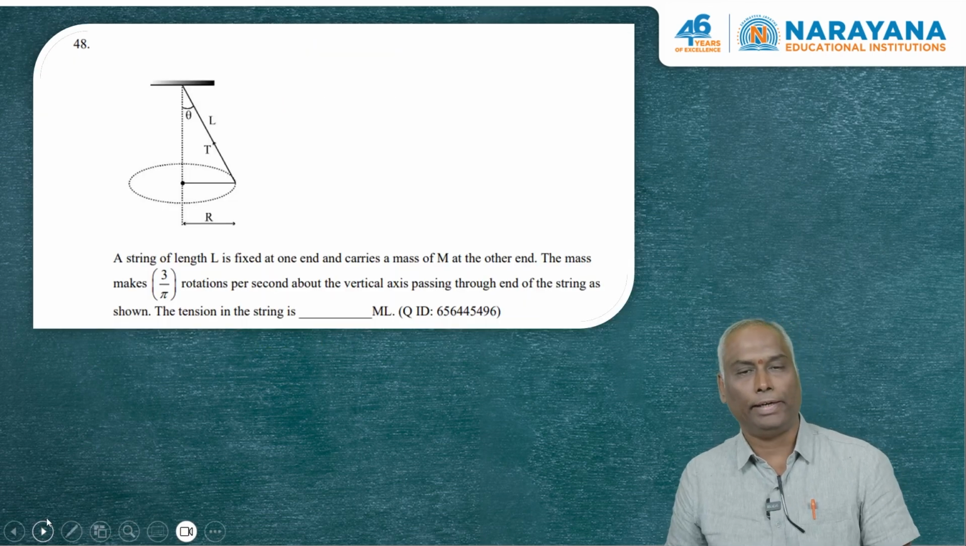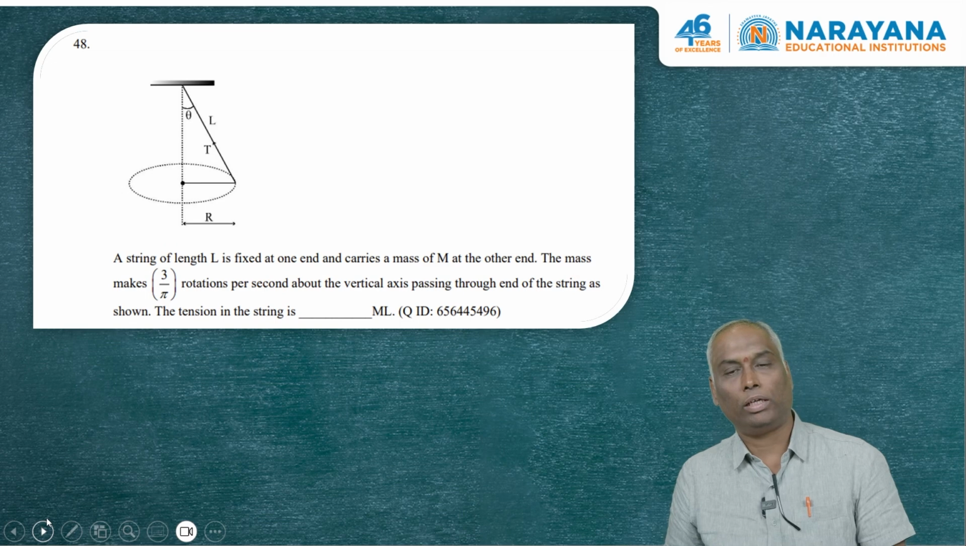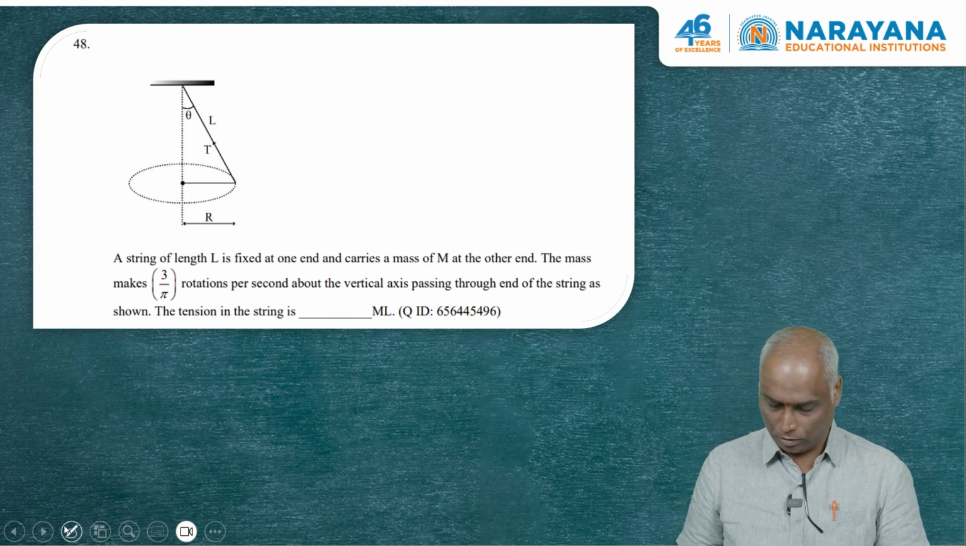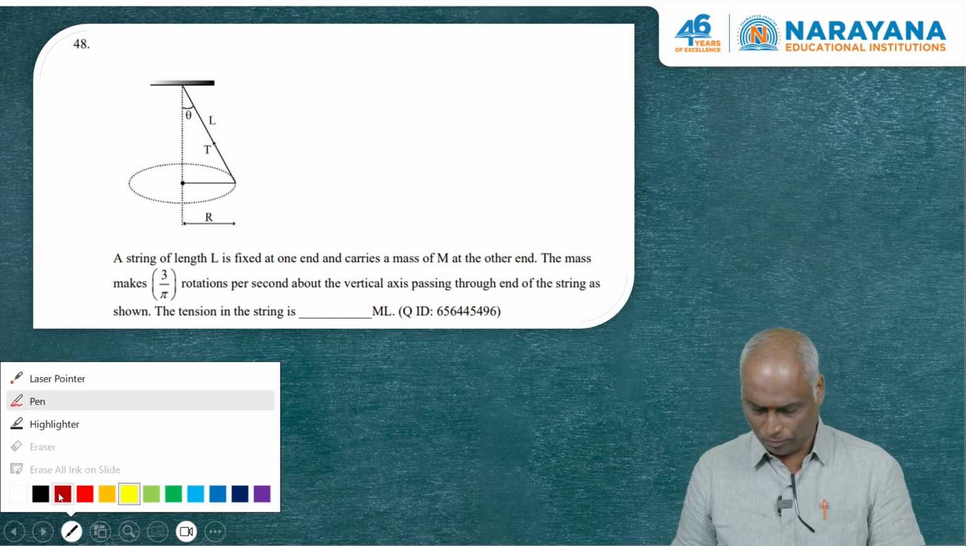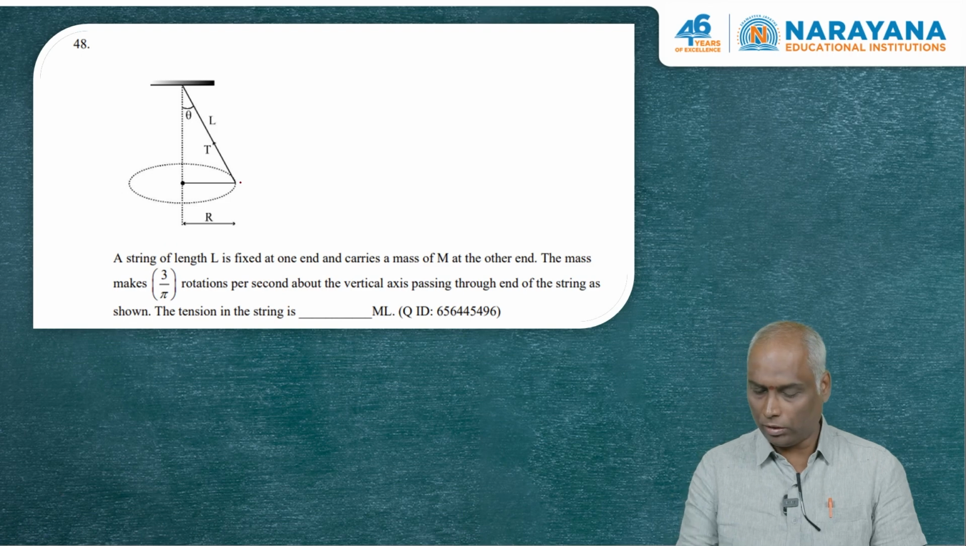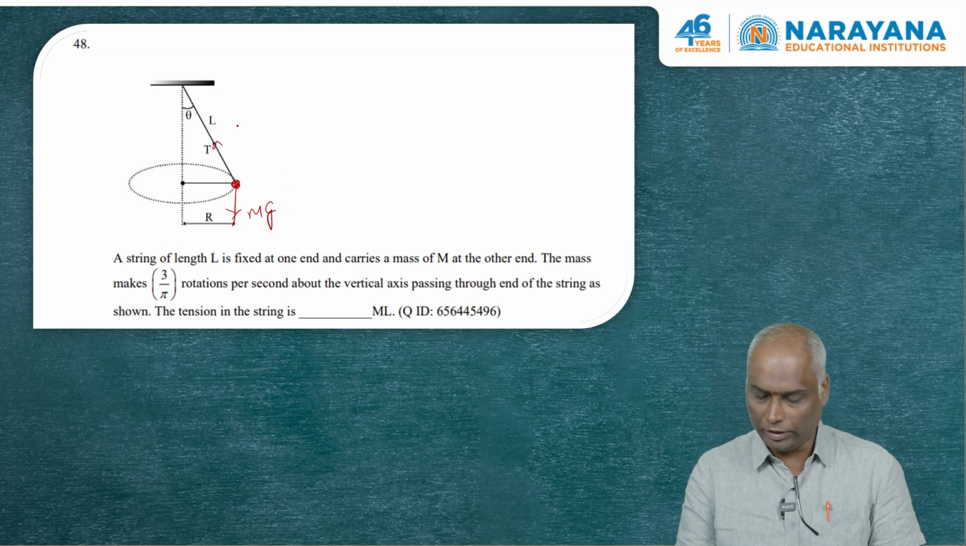Question number 48. A string of length L is fixed at one end and carries a mass capital M at the other end. The mass makes 3 by pi rotations per second about the vertical axis passing through the end of the string as shown. The tension in the string is dash. So you are asked to find out the tension in the string. First we'll draw the free body diagram of this particle. The forces acting on this particle: one is weight, which is equal to mg. Next one is the tension T.